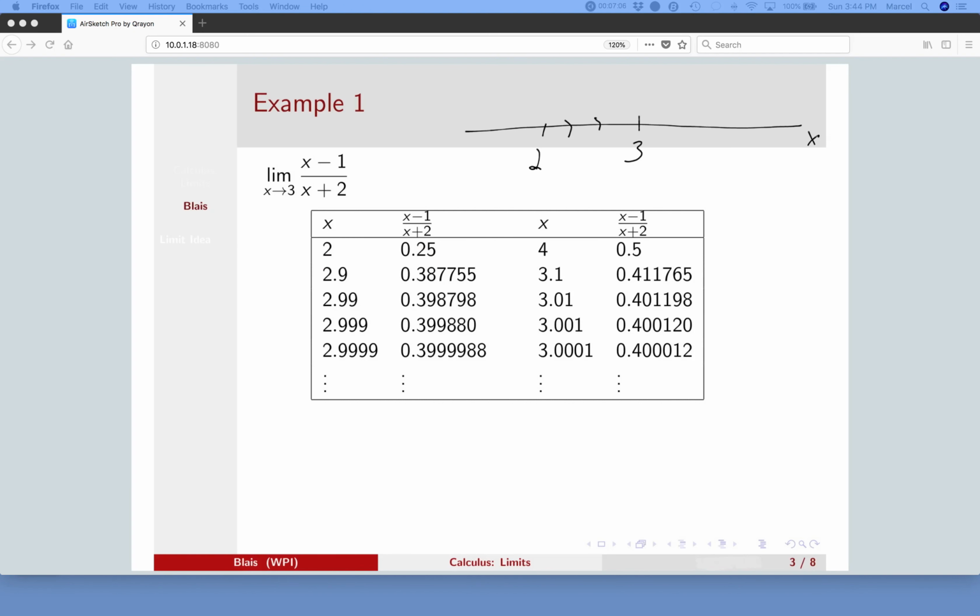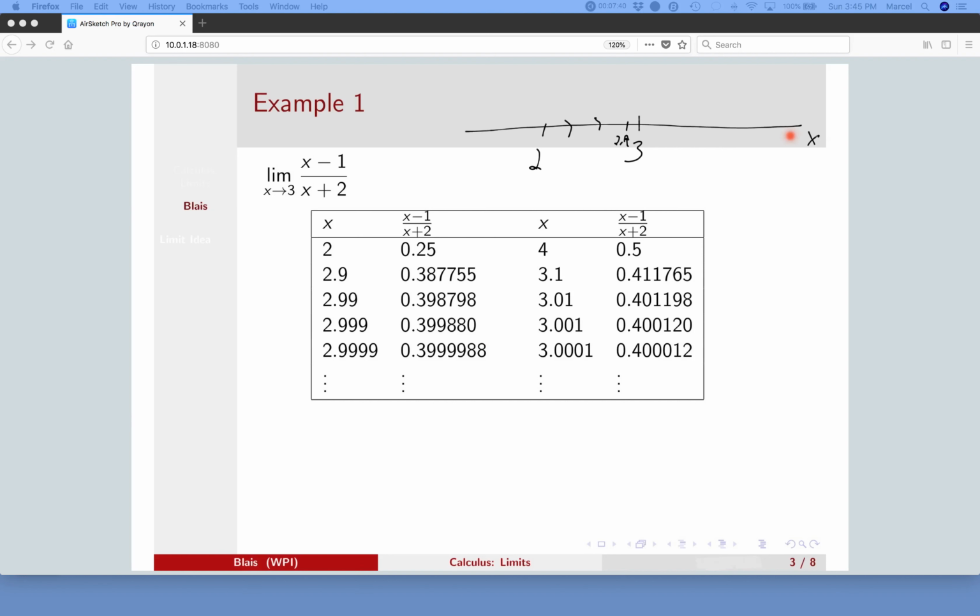Well, let's get closer. What if we're at 2.9? Plug 2.9 into the function and you get 0.387755. And we can keep getting closer and closer to 3 from the left. So 2.9, 2.99, 2.999, 2.9999, so on and so forth. And as we plug those x values into the function, you can see it looks like this is going up to 0.4.